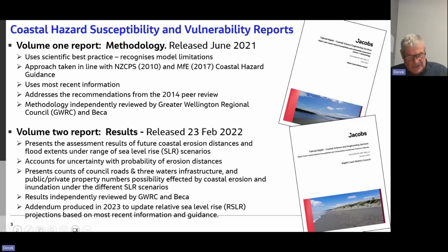And both the methodology and the results were independently peer reviewed by coastal scientists from the Greater Wellington Regional Council and from Beca. So we are very confident that the results that we've produced are the best available, following best practice methodology.